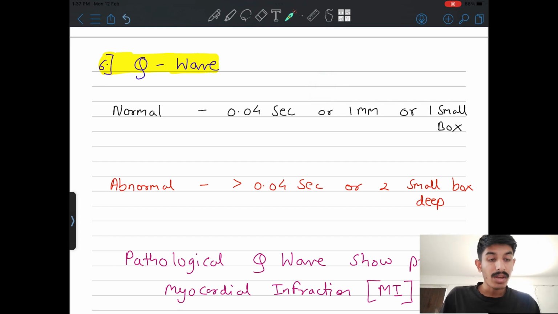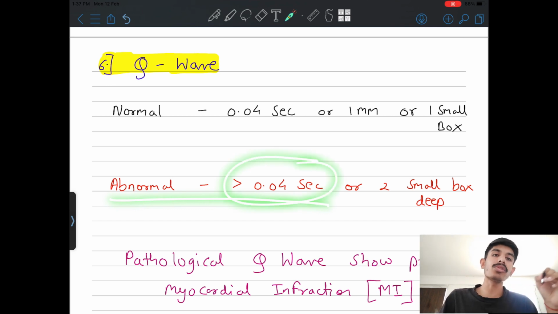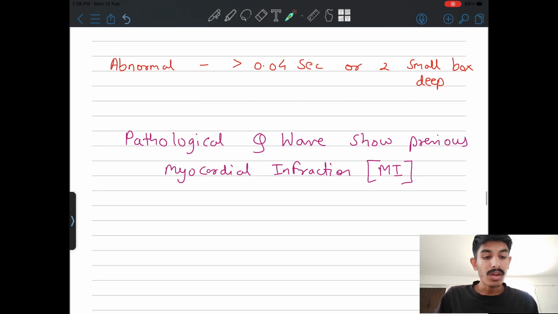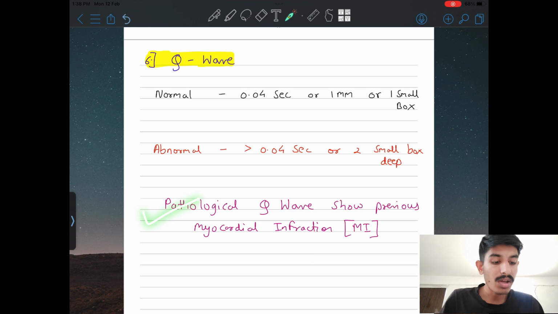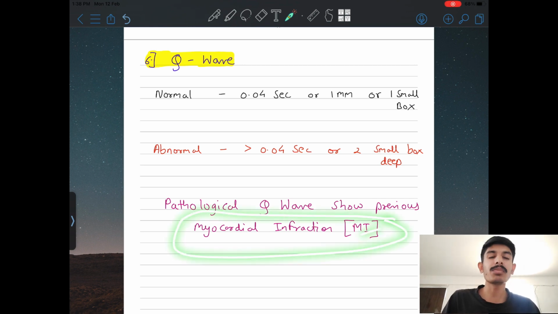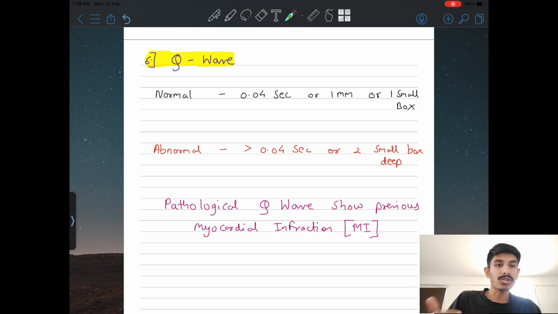So always remember what is P, Q, R, S, and T. Don't forget this, because without this you can't learn this. So what is abnormal? Abnormal means it is more than 0.04 second. Q wave is mostly present in MI, and it shows that it is a pathological wave. Always remember Q wave is pathological. It will show that you have had a previous myocardial infarction. About this we'll study separately. For now just remember Q wave is a pathological sign that you have had some myocardial infarction.